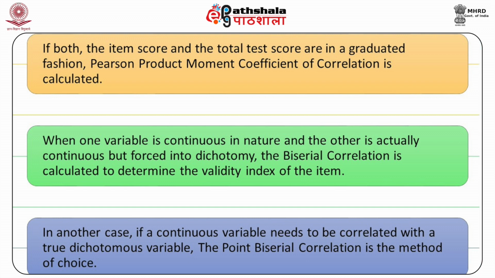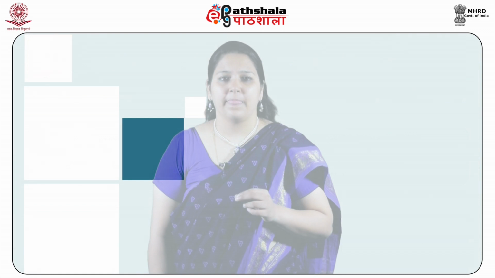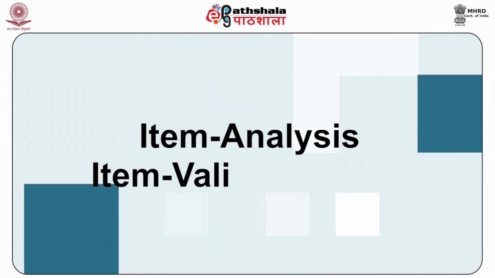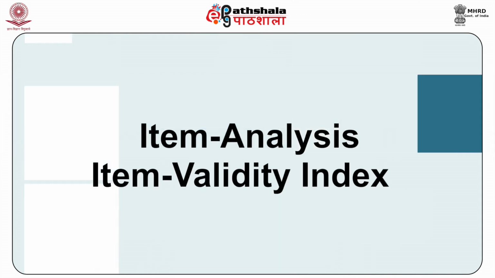In another case, if a continuous variable needs to be correlated with a true dichotomous variable, the point biserial correlation is the method of choice. It is to be noted that the higher the correlation, the more accurate or valid the test item is. On the other hand, test items with 0 or very low correlation value or negative correlation value should be removed from the test. Item analysis, item validity index.